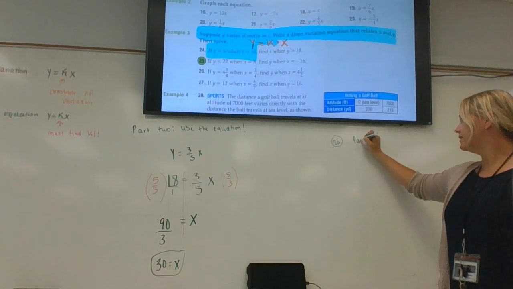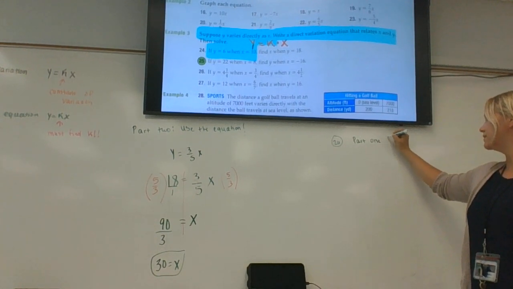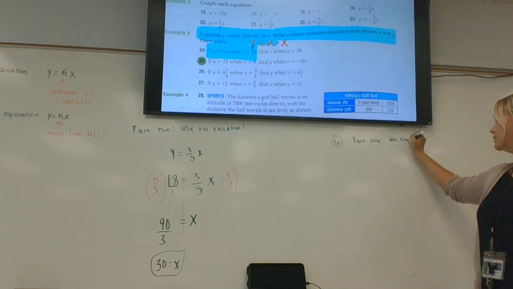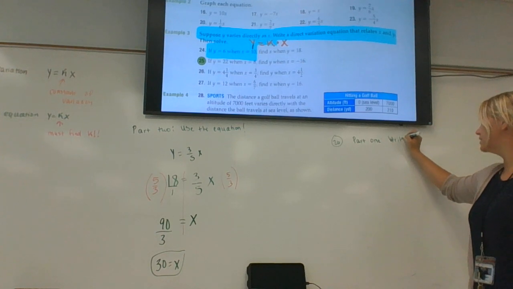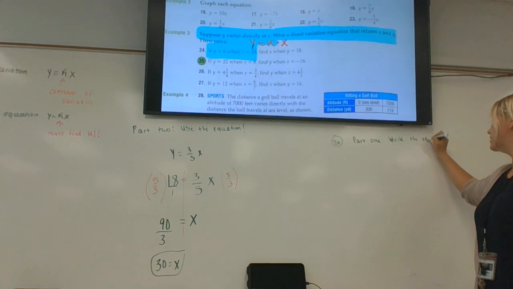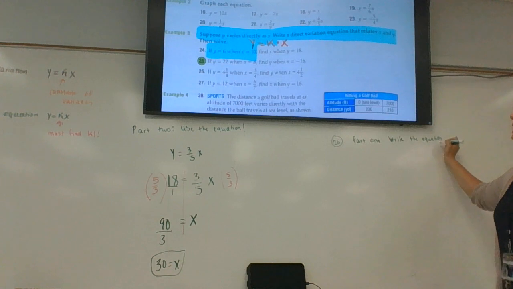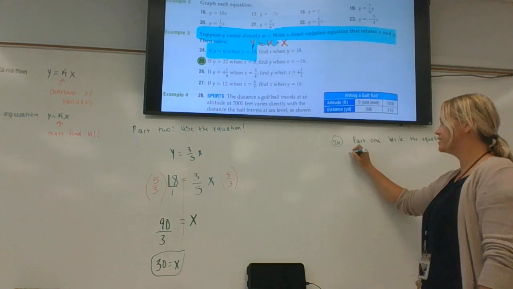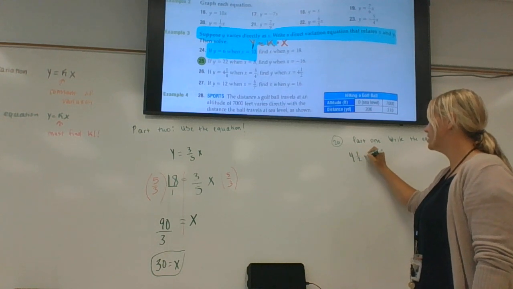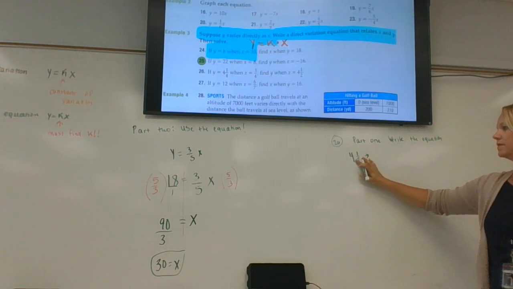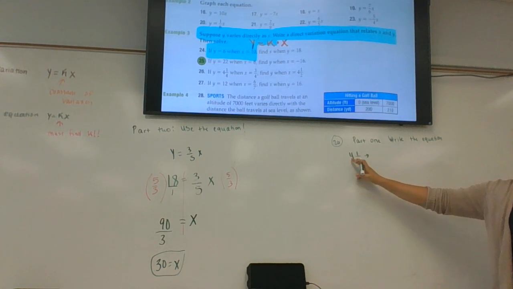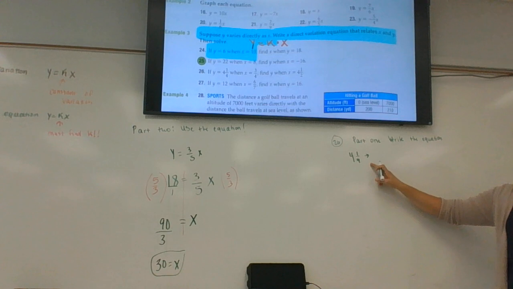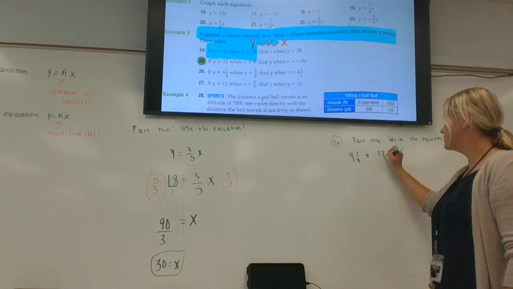Alright, part 1, write the equation. It's all fractions. I don't really like 4 and 1/4. That's called a mixed number. I'd rather have an improper fraction. So let's start by converting that. 4 and 1/4, right? To convert it, I do 4 times 4 is 16, add 1 is 17.